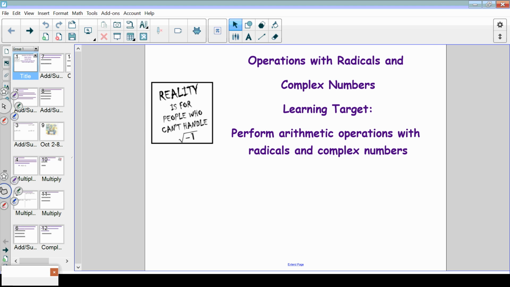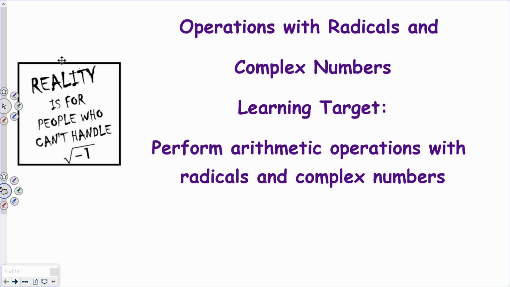Okay, so for today, we are looking at doing different operations with radicals, and the complex numbers just means it has an i in it, okay? So I'm putting the i's and the radicals together, and we're going to be adding, subtracting, and multiplying with them. Yay! It's not terrible. It just reinforces some of the stuff we already know how to do.